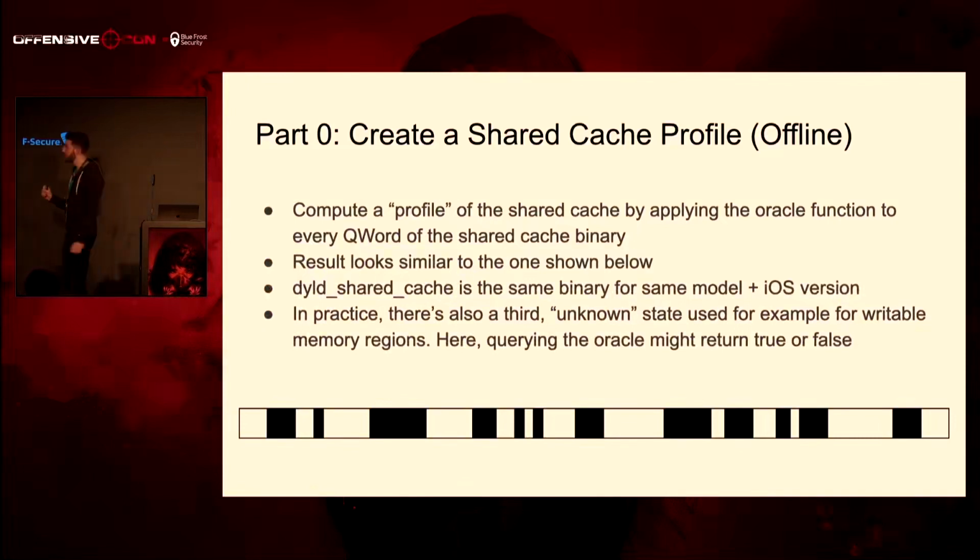In practice there's a third state, because, for example, there's a writable area in the shared cache, and you don't know what will be there at runtime. But it's easier to explain with a two-state profile.